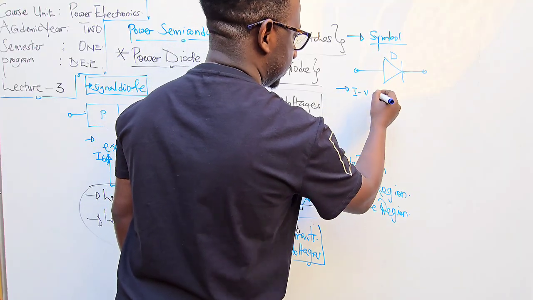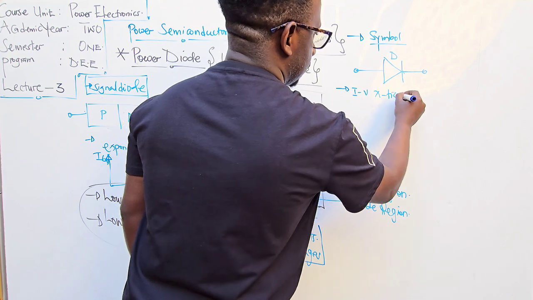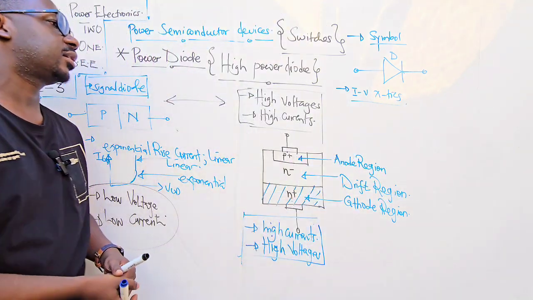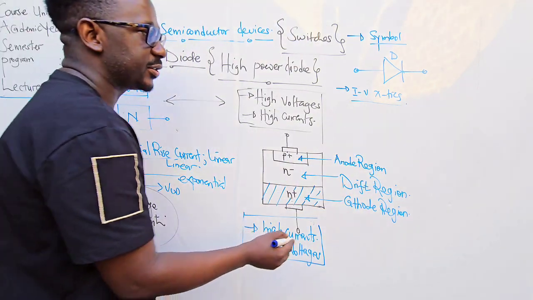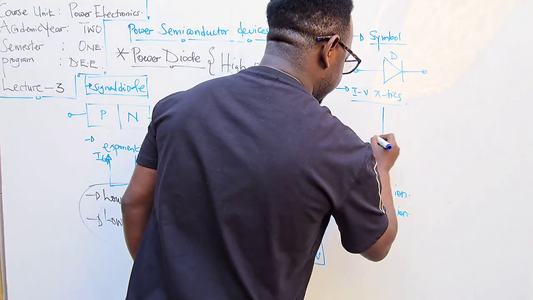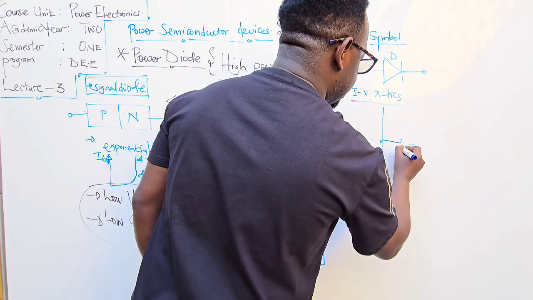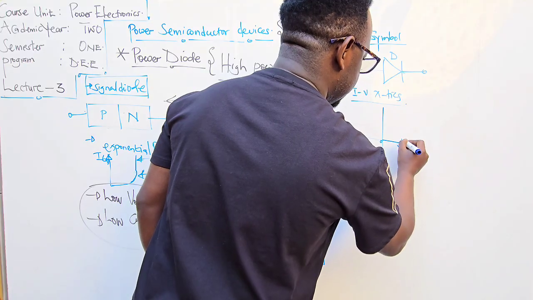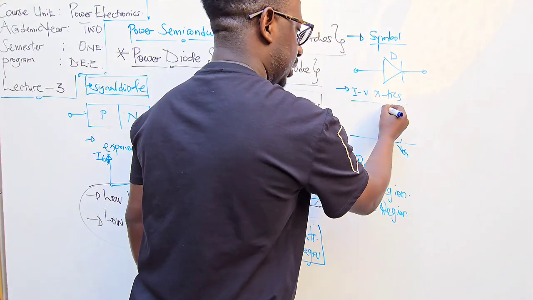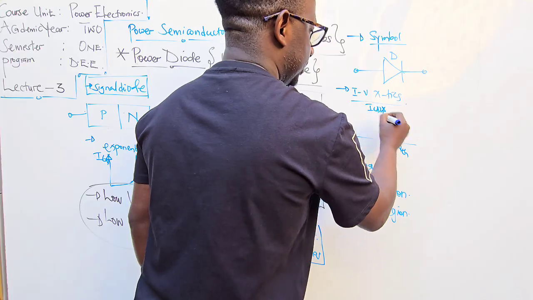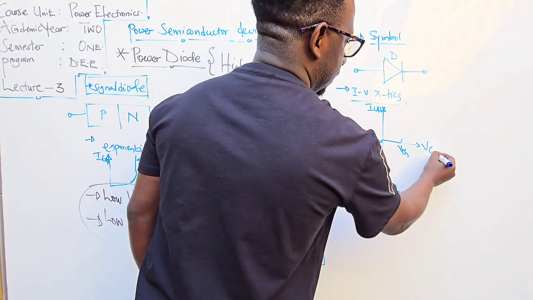IV, current voltage, characteristics. So how does it behave? So when forward biased, like any other diode, before we reach the forward threshold voltage, we will have no noticeable current. I in amps, V in volts.